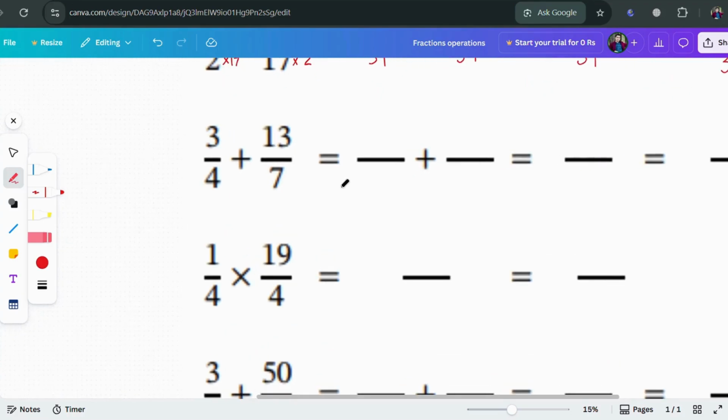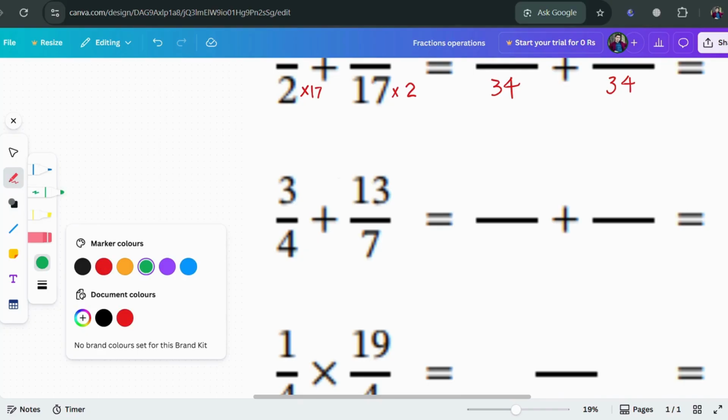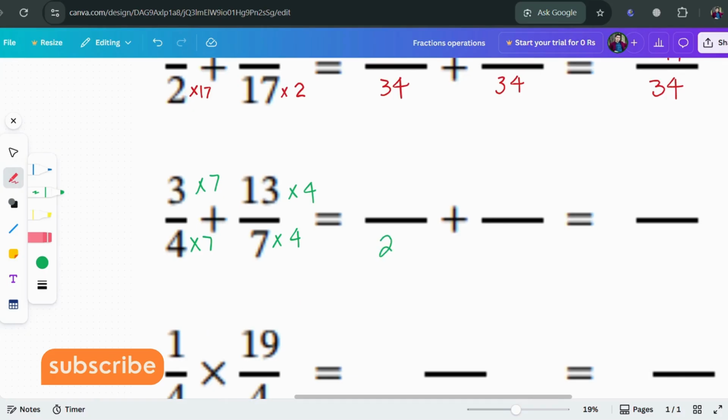Now we have the next question over here. That's 3 over 4 and 13 over 7. In order to get the common denominator, I'm going to do the same exact process. I will multiply with 4 on this side. So 28 and 28 on both sides. So 3 times 7 is 21. And then if I multiply 13 with 4, I will get 52.